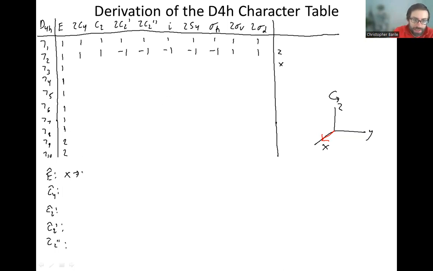Well, identity, x goes to x. C4, x is going to spin around 90 degrees, and if we define it as going this way, it's actually going to spin over there. It spins into the y vector. So x goes into y. That immediately tells us that we can't define the x vector solely in terms of x or negative x, in terms of itself. We have to invoke y. So x and y, in other words, are going to transform together.